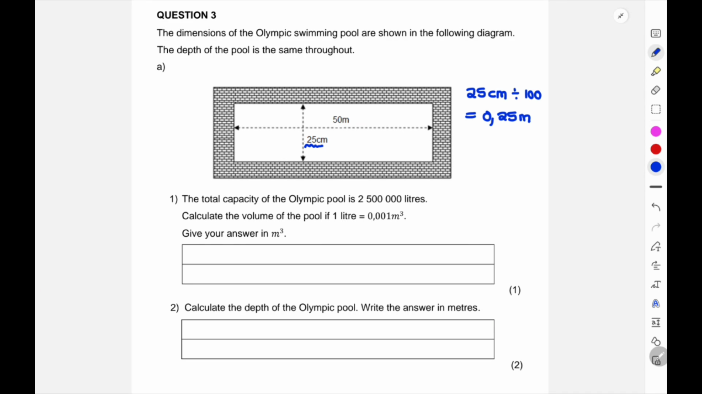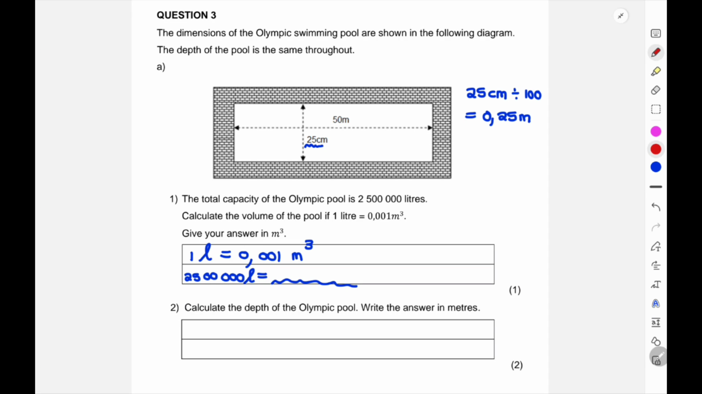Okay, so now they say to you the total capacity of the Olympic pool is 2.5 million liters. Calculate the volume of the pool if 1 liter is 0.001 meters cubed. So they tell you 1 liter is 0.001 meters cubed, but we don't want 1 liter. We've got 2,500,000 liters. Okay, so we're going to divide up and times down to get the volume of this pool.